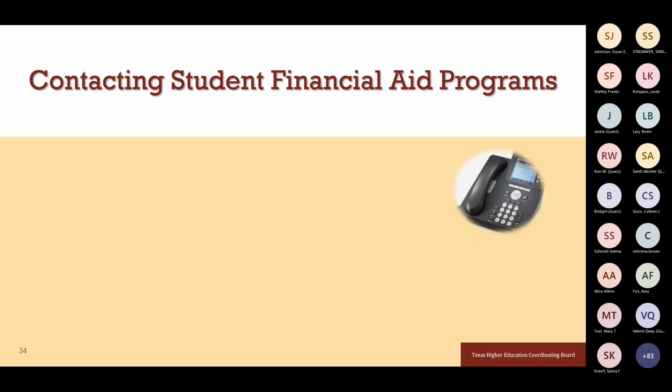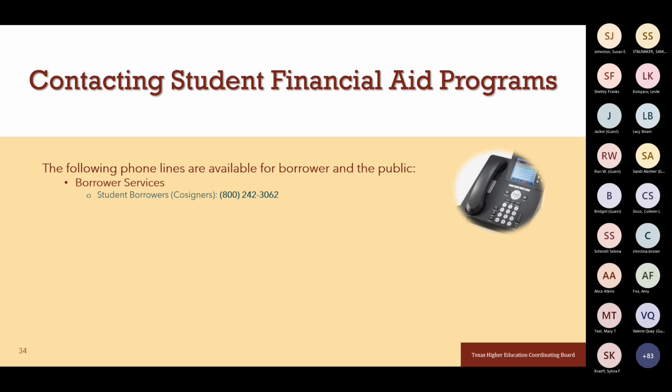Let's see. My favorite part, if you've been on my webcast before, I like to drill this part in, but this is how do you get in touch with us? If you're new, you may not be aware of these resources, so I'm just going to go through this quickly. But we have various phone lines that are available to borrowers and the public. That includes our borrower services line. That's for students taking out a college access loan or the Texas Armed Services Scholarship Program or any of our older programs that have been discontinued. They can call that phone number.